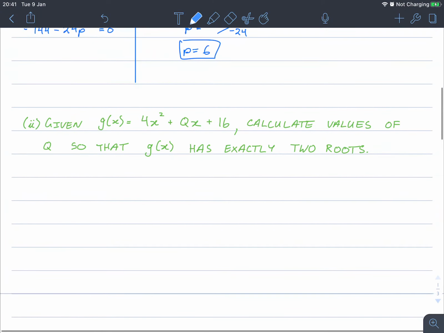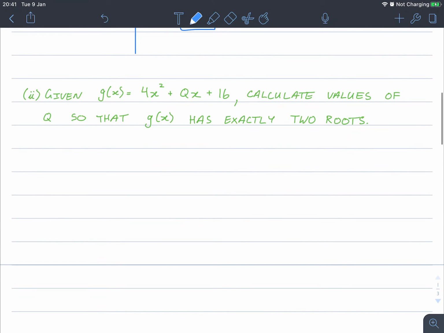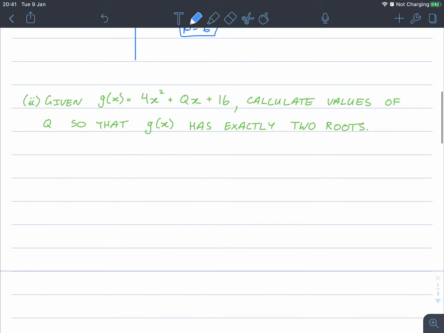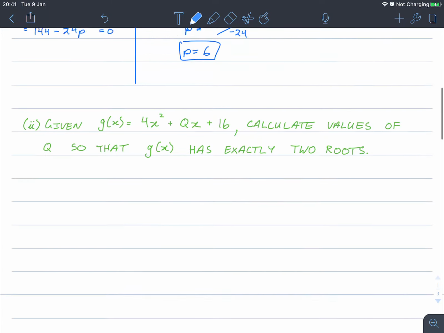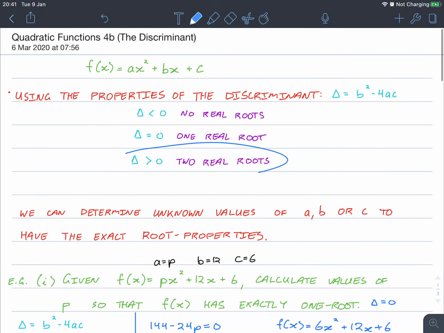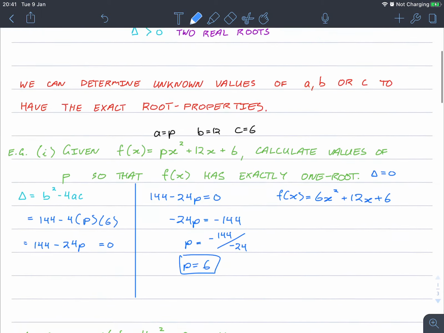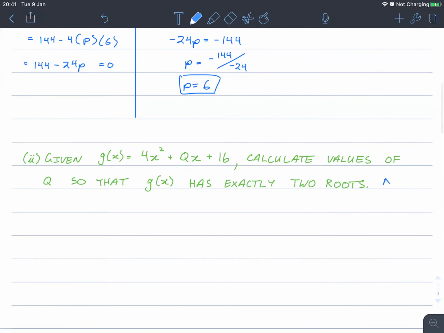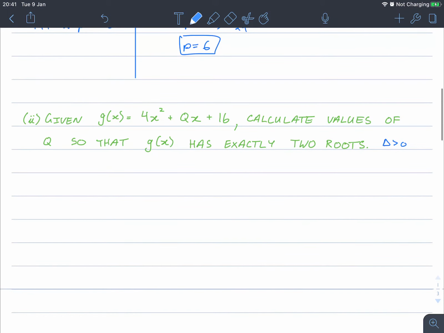So let's get into more examples here. Given g of x equals 4x squared plus qx plus 16, calculate the values of q so that this function has exactly two roots. Well, I hope you can remember what two roots means. Two roots means delta is greater than 0. So let's write that information down. And we need to know what delta is, so let's find an expression for delta.